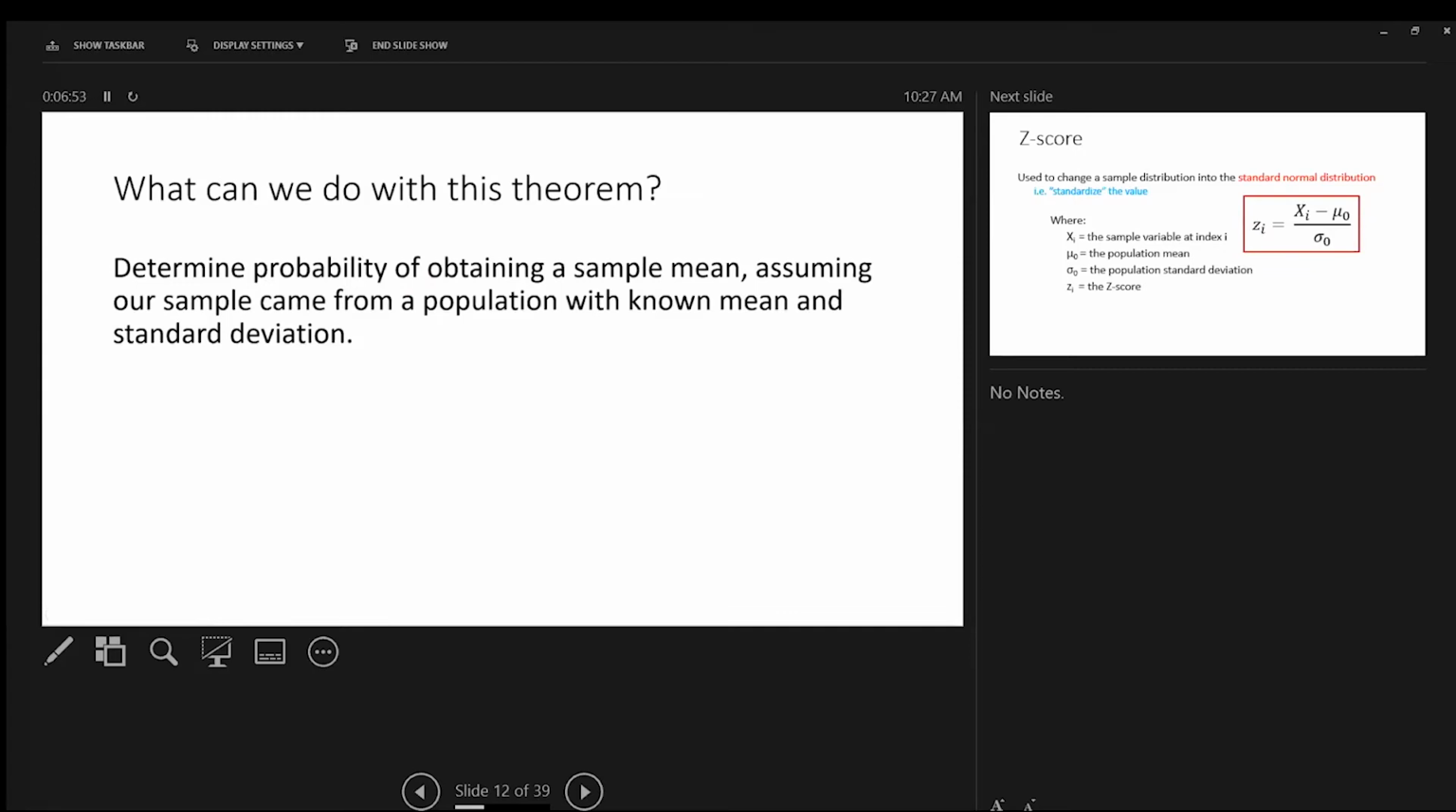So what's so important about this theorem? It allows us to determine the probability of obtaining a sample mean, assuming our sample came from a population with known mean and standard deviation. So those are the two things that we need. We need a mean and a standard deviation when we try to describe populations with a normal distribution.